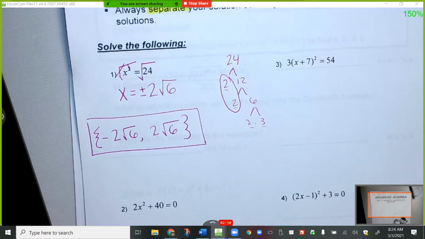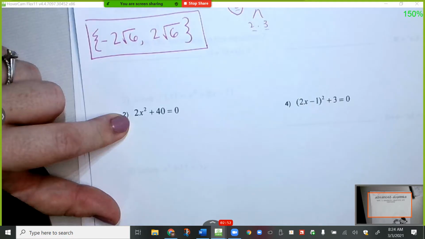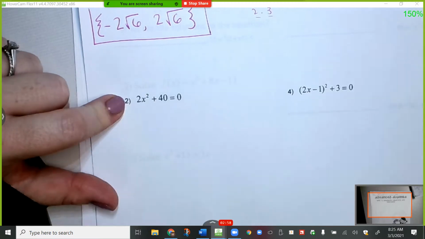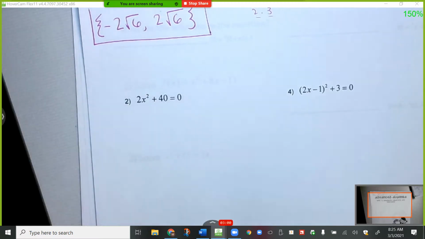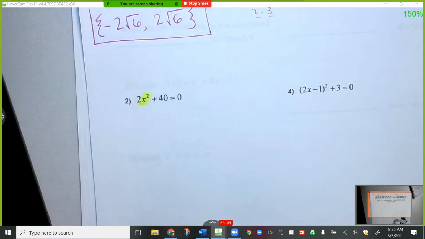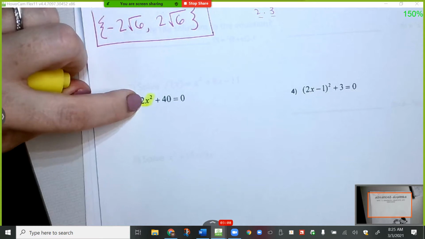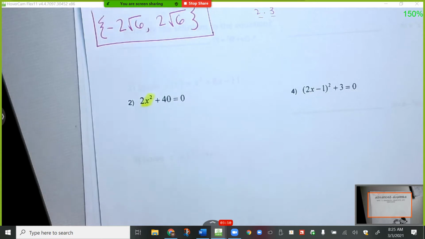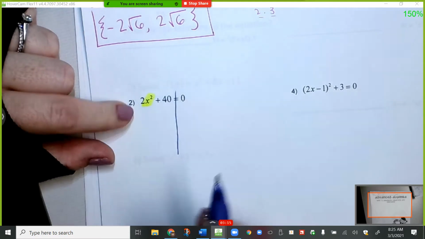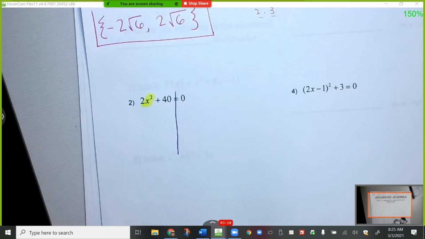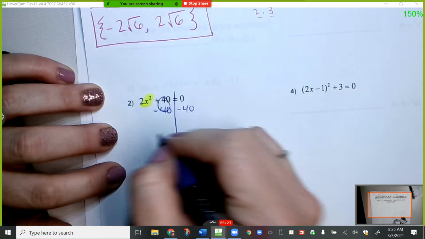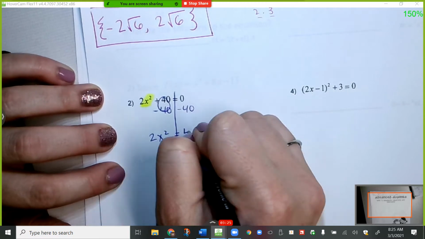If you look at the next one, are we missing the bx term? Yeah, we have the ax squared and we have the c, but we don't have the bx. So again, we can do this method. What you're going to do is get this x squared alone. Is the 2 squared or just the x? Just the x, okay? So we need to get rid of everything on the left side of the equal sign but leave the x squared. So what do I need to move? Minus 40 on both sides. And I get 2x squared equals negative 40.